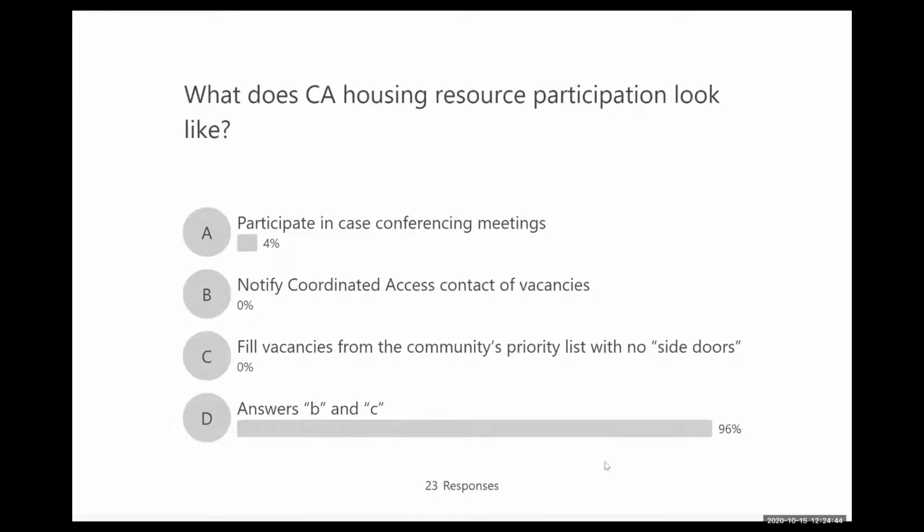All right, well, it looks like it's pretty overwhelmingly D so far. Now, I don't know if it's just a majority rules thing or you guys really know your stuff. So let's take a look.